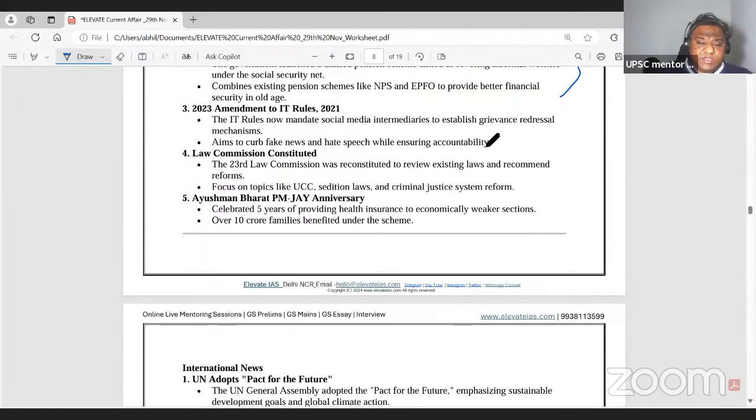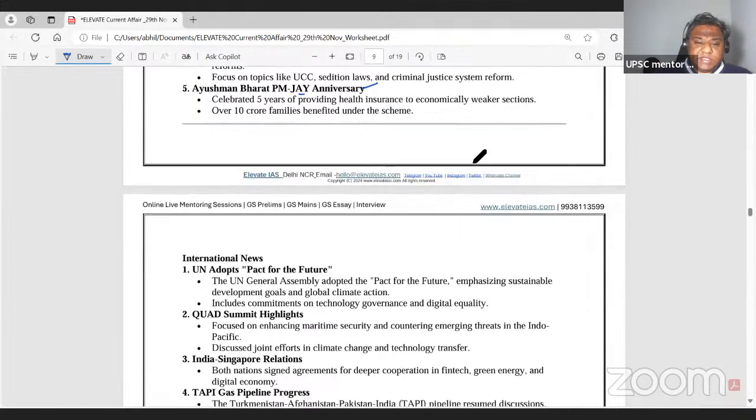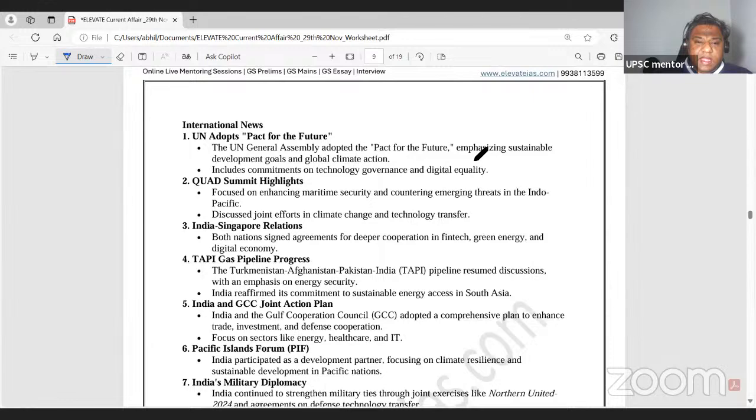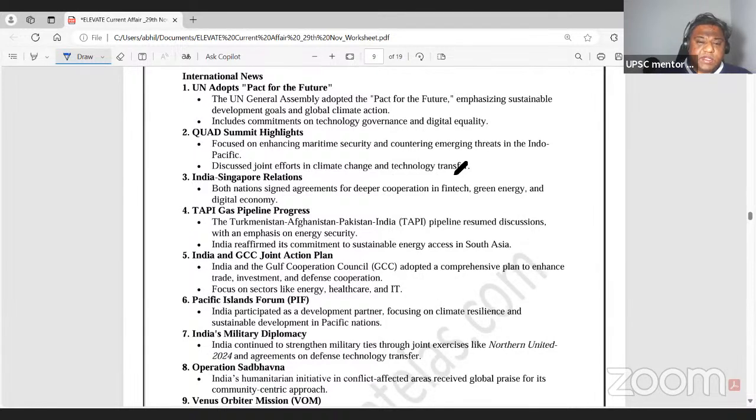And something very important was the Ayushman Bharat PMJAY anniversary, how important it has been, and what its relevance is. And in international news, the Quad Summit happened, the UN Pact for the Future, and India-Singapore relations again, because Modi ji was traveling internationally across the entire September month. Then the TAPI gas pipeline was discussed again.